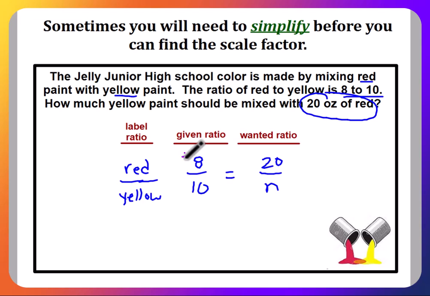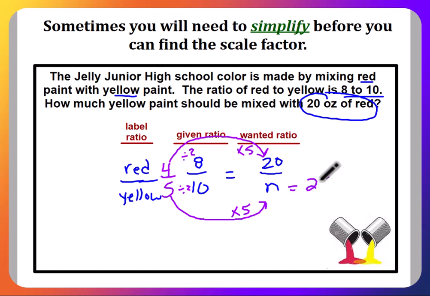And the easiest way to start simplifying is just to divide by 2. And 8 divided by 2 is 4. 10 divided by 2 is 5. Now can we turn 4 into 20? Yes. We can use a scale factor of times 5. Use the same scale factor with this 5. And 5 times 5 is 25. So how much yellow paint? 25 ounces.